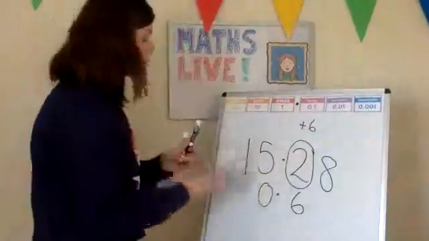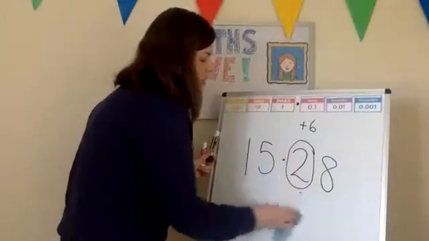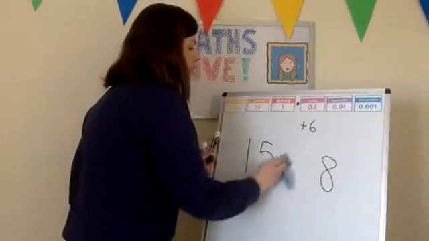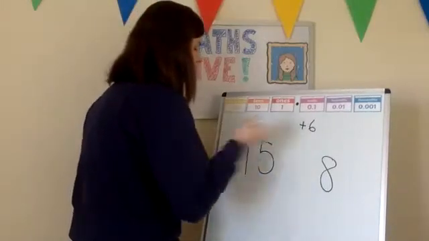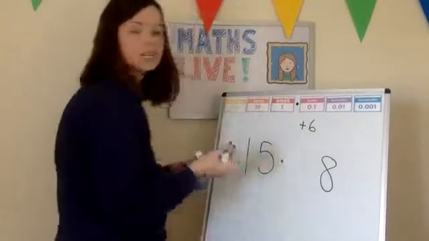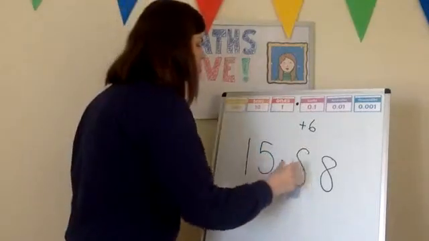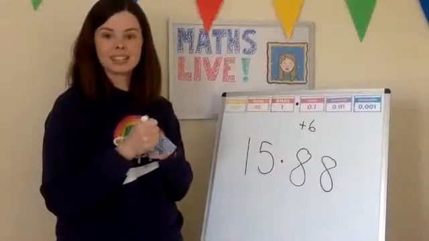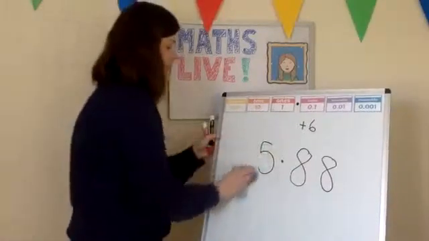We'll do that tomorrow a bit more because we're going to be adding and subtracting decimals. So if we get rid of that 2 and we add 6 to the 2, 6 plus 2 is 8. So the new number is 15.88. Okay, so now we have 8/10.